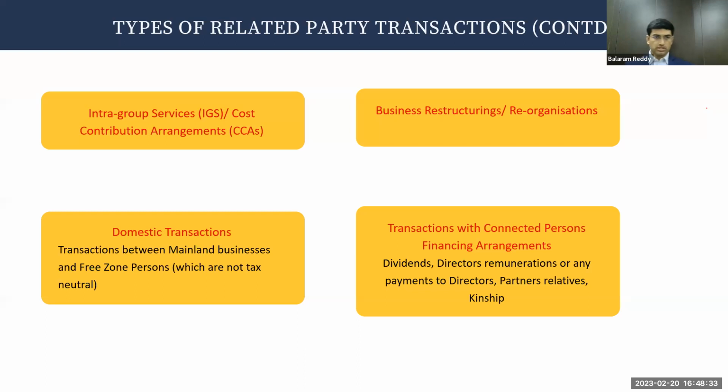Any intra-group services, cost contribution arrangements, business restructuring, reorganizations between the group entities, if they are not becoming a tax group. Any domestic transaction between a mainland business and free zone persons, if they are related, will fall under this category. And transactions with connected persons, which we'll look at later. So all these transactions will fall under related party transactions, and they need to comply with specific documentation, which we'll look at later.